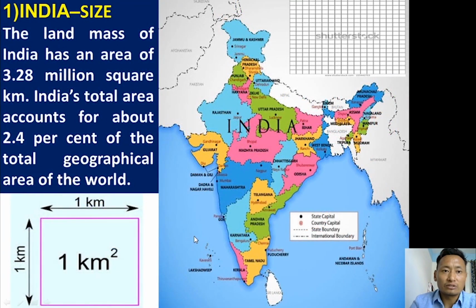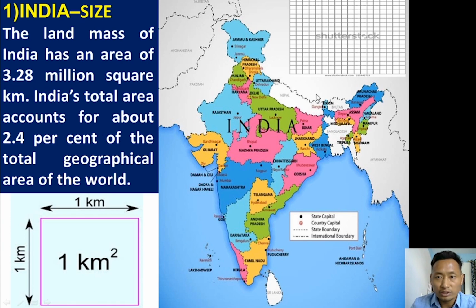Now the size, the land mass of India. The land mass of India has an area of 3.28 million square kilometers. So here we have a diagram. This particular diagram is 1 square kilometer: 1 kilometer, 1 kilometer, 1 kilometer, 1 kilometer. This is 1 square kilometer. In India in total we have this type of square kilometers, 3.28 million.